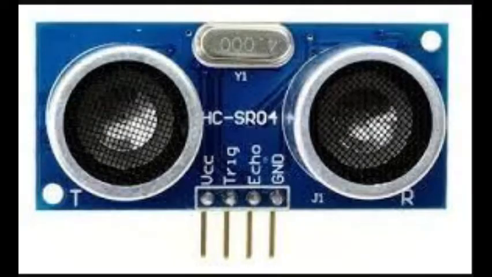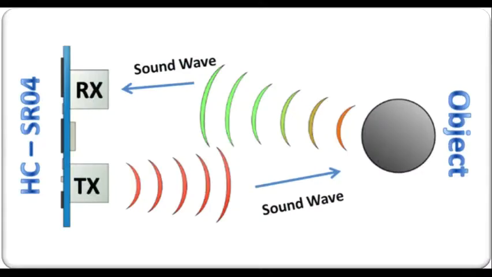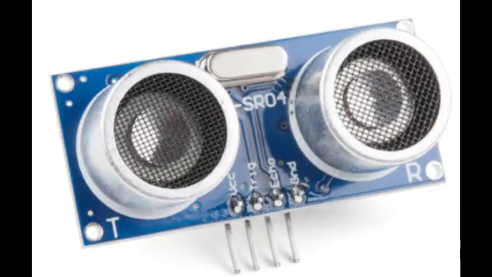To explain it in simple language, the ultrasonic sensor sends out a series of sound waves which reach the target object and get reflected back to the receiver, which is then converted into an electrical signal to display the distance of the target object on your LCD display or the serial monitor.